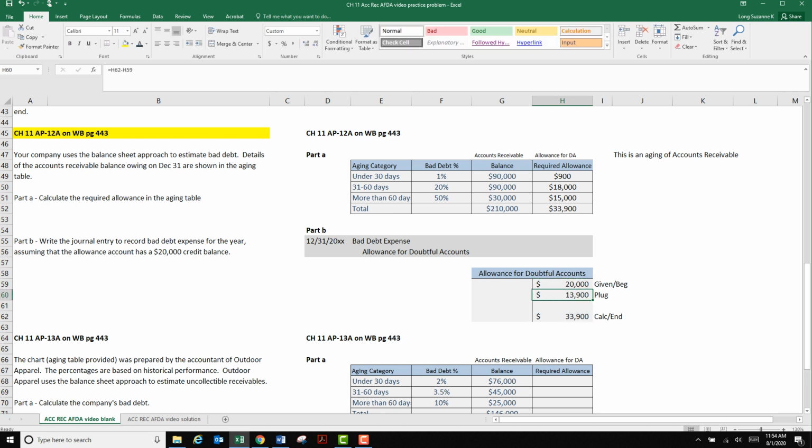20 plus 13. Good. So this is the adjusting journal entry. AJE is adjusting journal entry. So credit, allowance for doubtful accounts, 13,900. Go ahead and finish off that journal entry. All of this is solved for ending allowance. Then analyze the account, compare your beginning to your ending, figure out what happened, what the change was. Here's that change. So that is the percentage of receivables method, or the balance sheet approach to estimating uncollectible accounts.